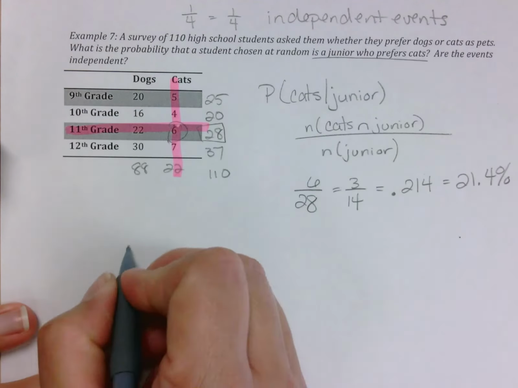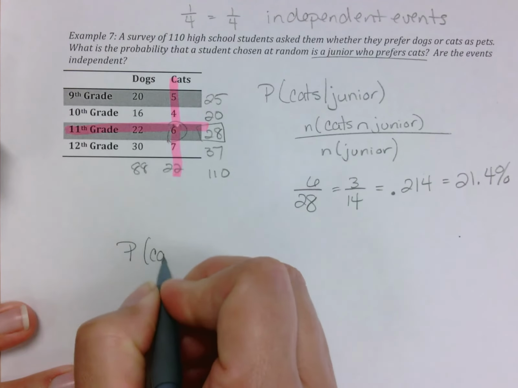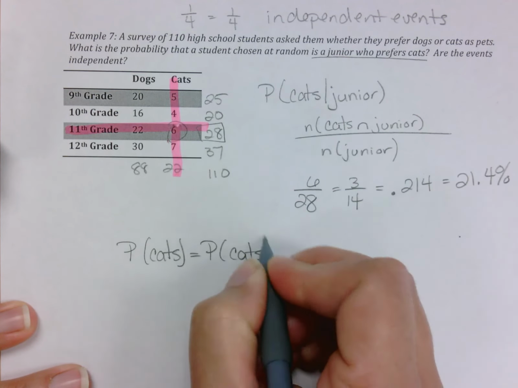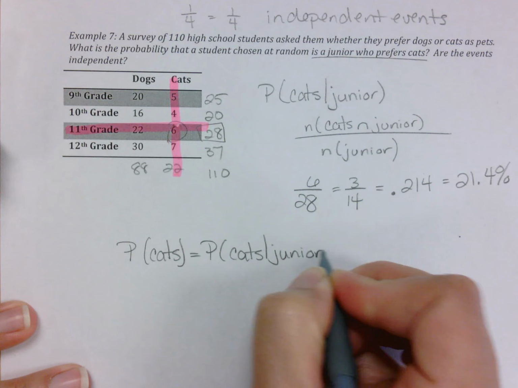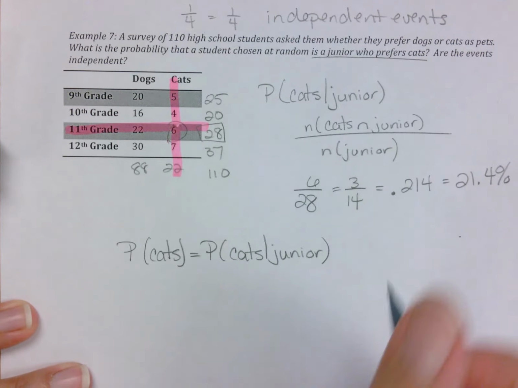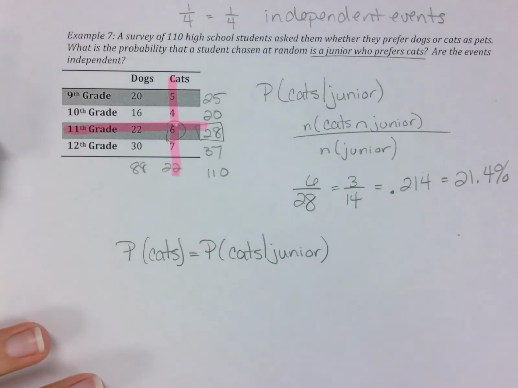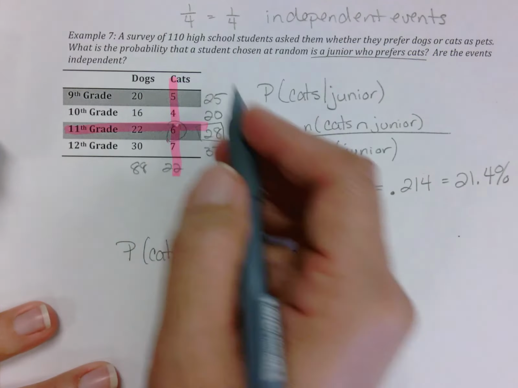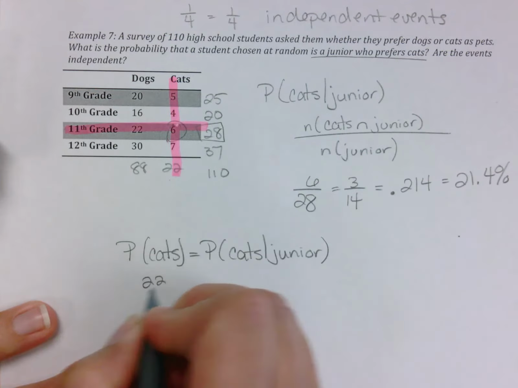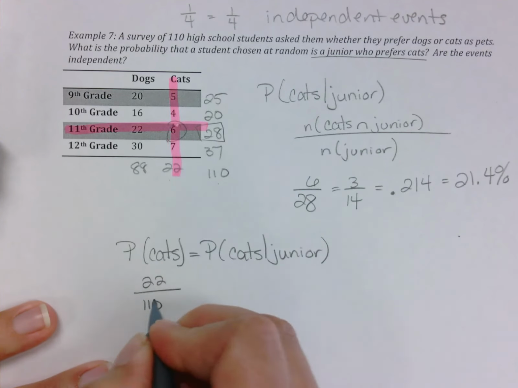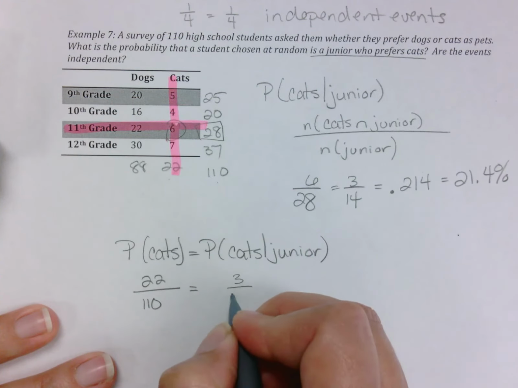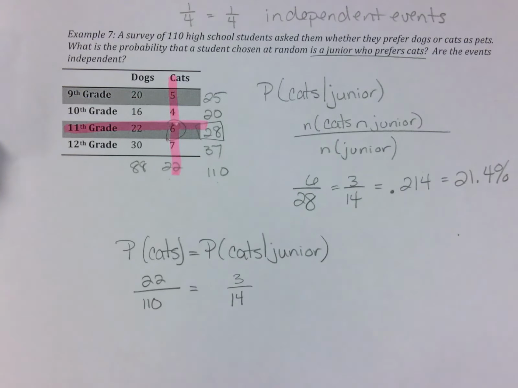So we're going to take that, the probability that someone likes cats should equal the probability that someone likes cats given that they're a junior. If those two things equal one another, if those two probabilities are equal, then we have independent events. So the probability that someone likes cats, how many people like cats? 22 people like cats out of 110 people in our school. And we've already calculated this as being 3 over 14.